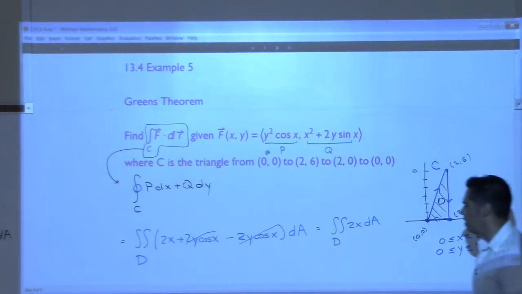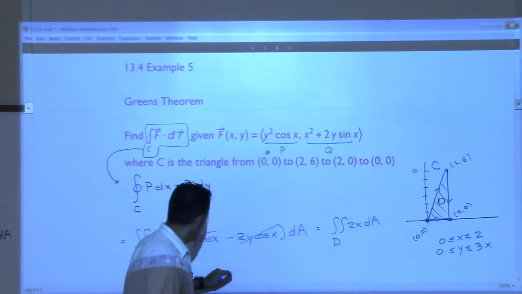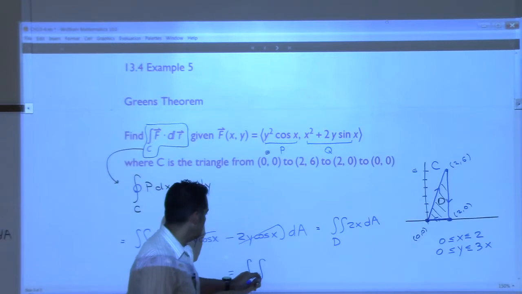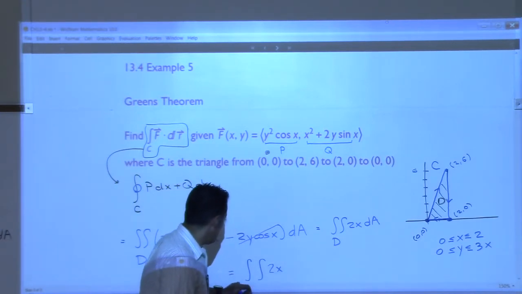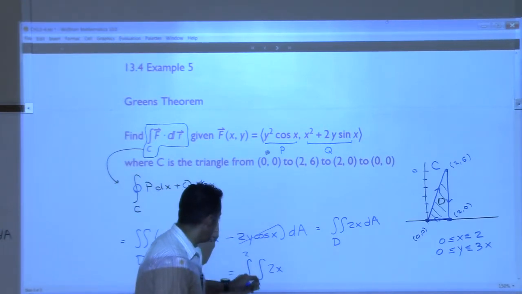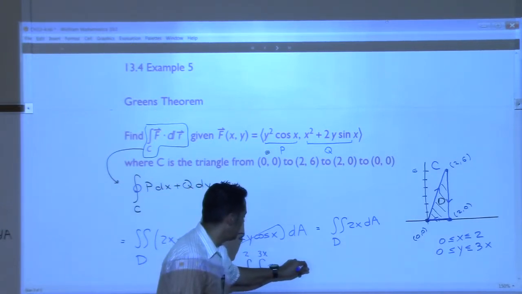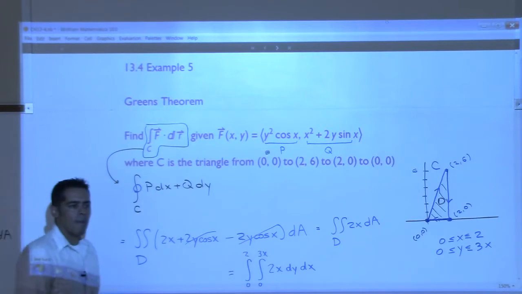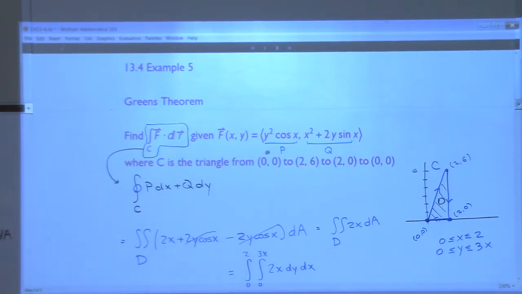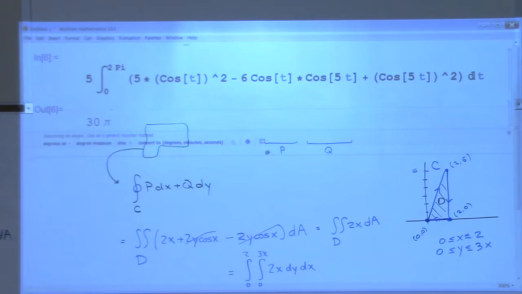So now I can put the limits of integration on here. Do I have the freedom of changing the order of integration here? No, I do not. So it has to be 0 to 2 on the outside, 0 to 3x on the inside. It's got to be dy first, then dx. And I think everyone could handle that. I know my computer can. So we'll just get an answer that way.